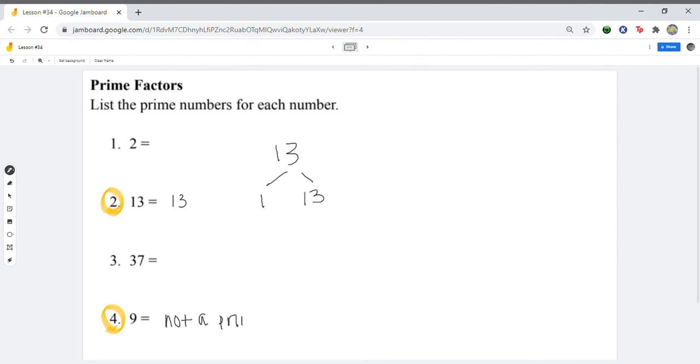If you're going to write it, write not a prime. This section is fairly easy. You just have to identify whether the numbers in your question are prime or composite. If it's a composite, it's not a prime. If it's a prime, you'll just write the prime number down here like this.